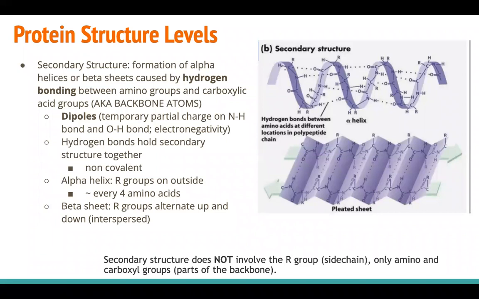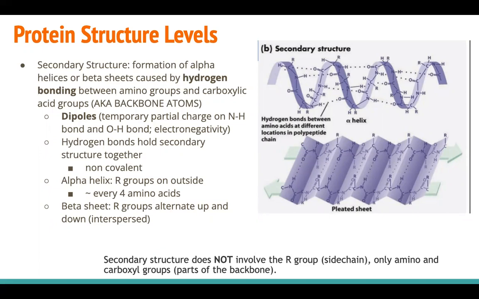So then you have secondary structure. In secondary structure, you're still talking about the backbone, or the main part of the amino acid that does not involve the R groups yet. In secondary structure, you can have two different types of shapes that you would find. One is an alpha helix, the other is a beta sheet.